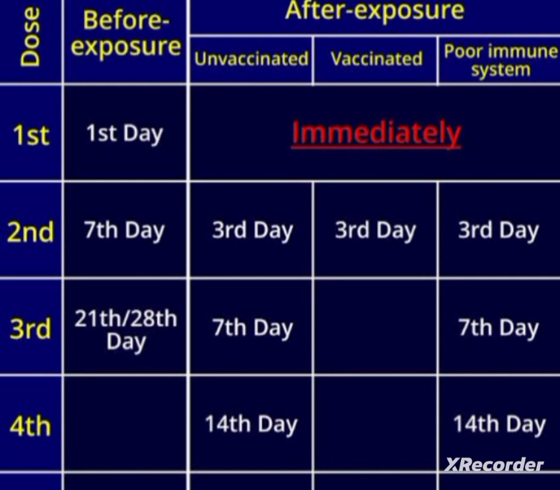Immediately we are giving the first dose, then third day second dose, seventh day third dose, then 14th day fourth dose, and 28th day fifth dose. So this is the format we are giving for the intramuscular rabies vaccine. In case of intramuscular rabies vaccine, we are giving 5 doses, and one vial we are using for one intramuscular injection.